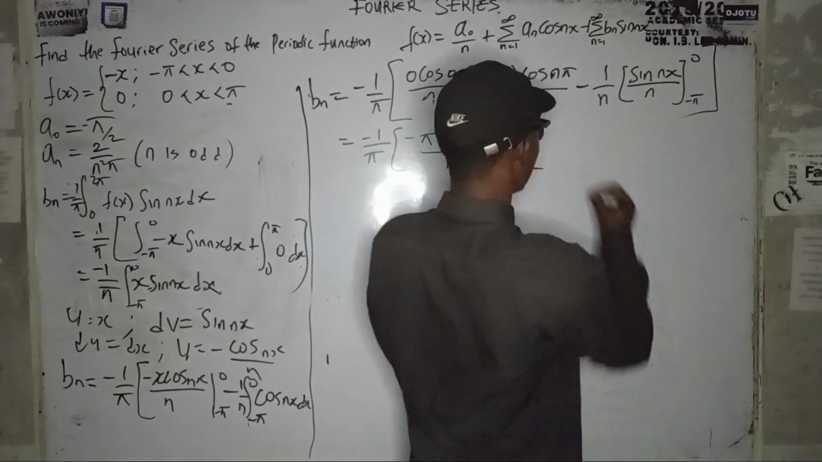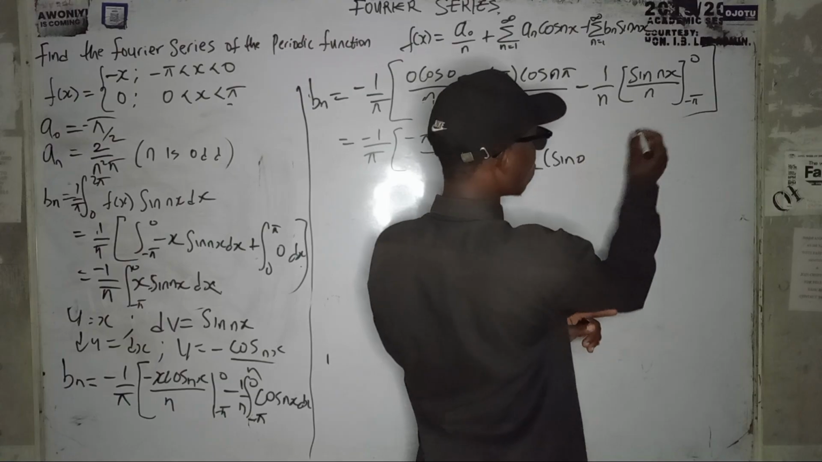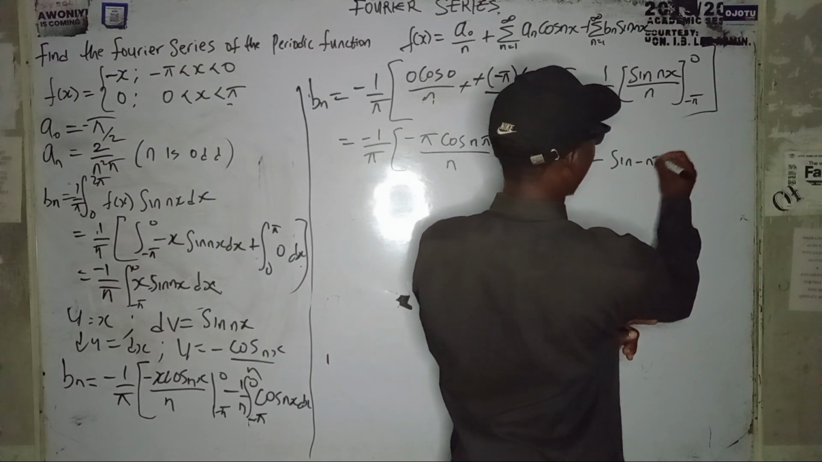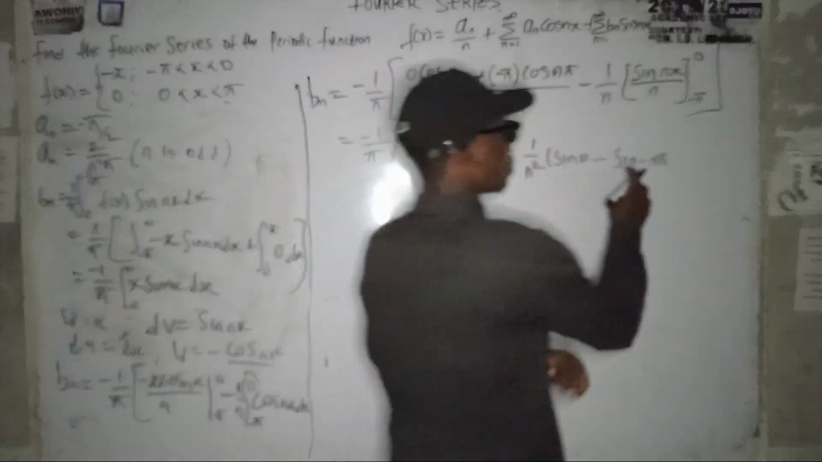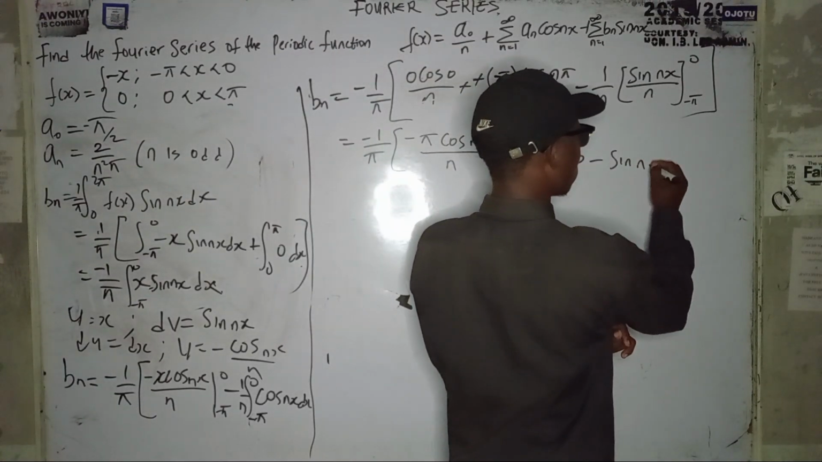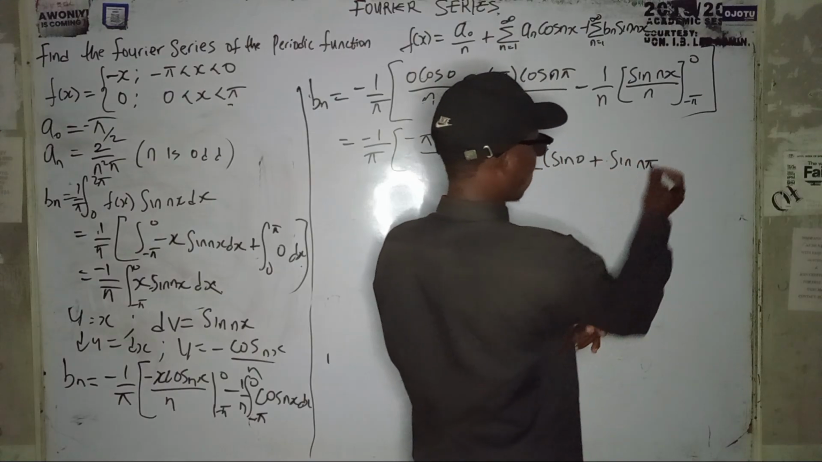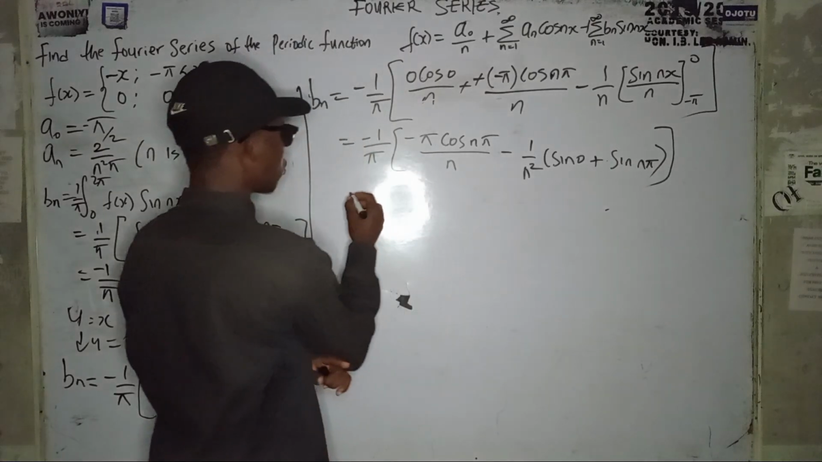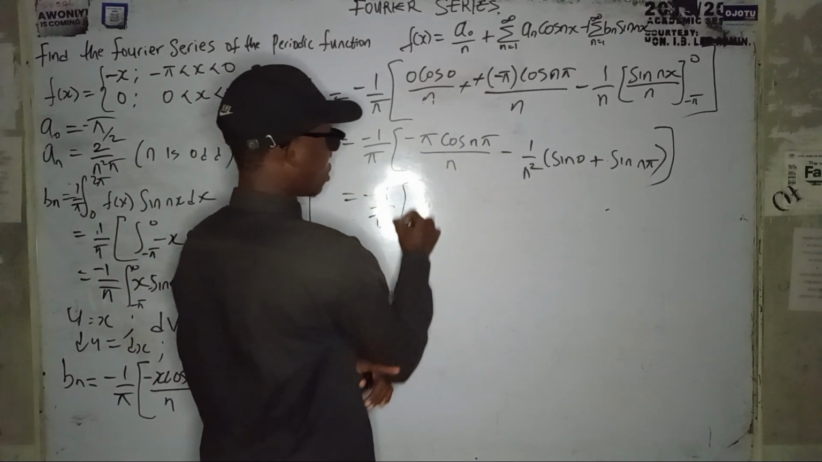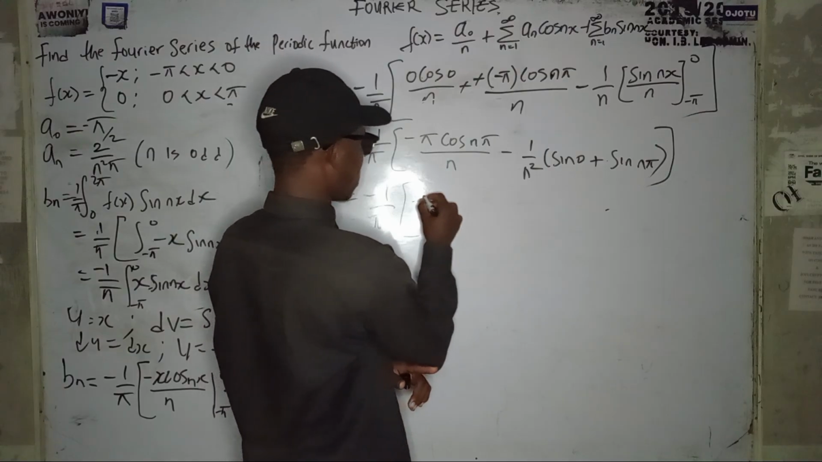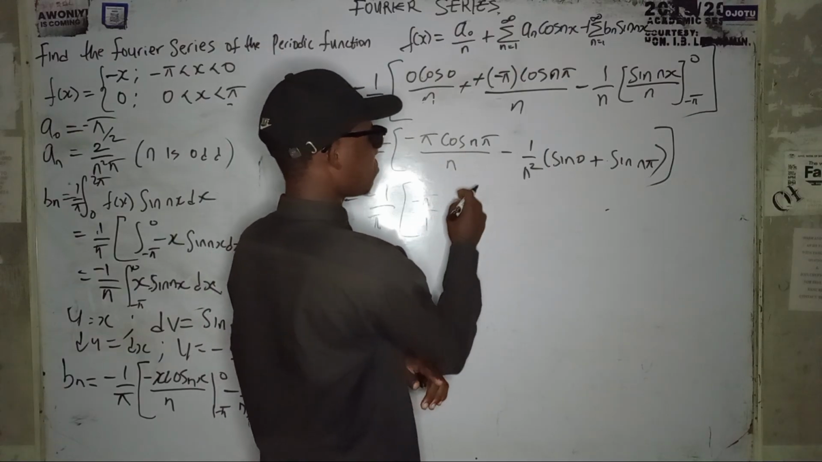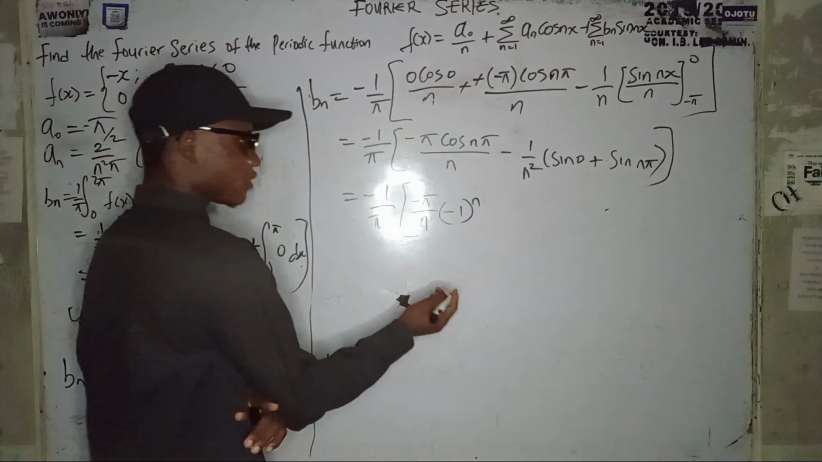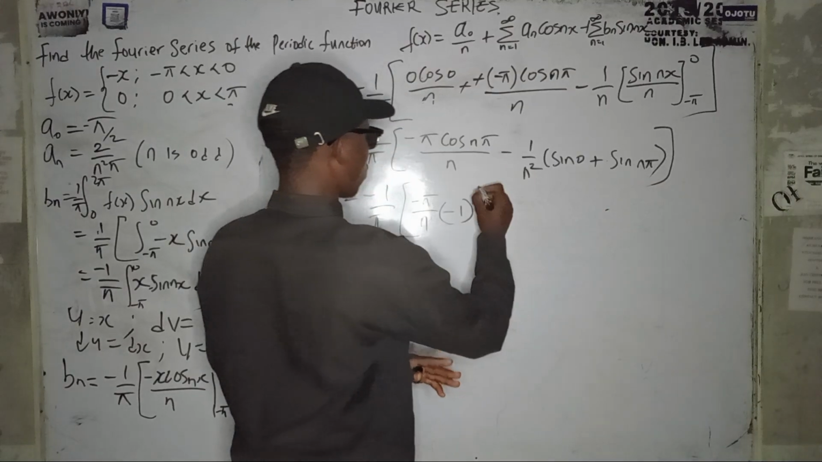If we input these values, we have sine 0 minus sine minus n pi. But sine is an odd function, therefore the negative comes outside. So the negative here will multiply this, so we have plus, and this is 0, this is also equal to 0. So at the end of the day, we are just going to have minus 1 over pi, our brackets of minus pi over n, cos n pi is known as minus 1 raised to power n over n, and this here is equal to 0. So therefore this is just this.